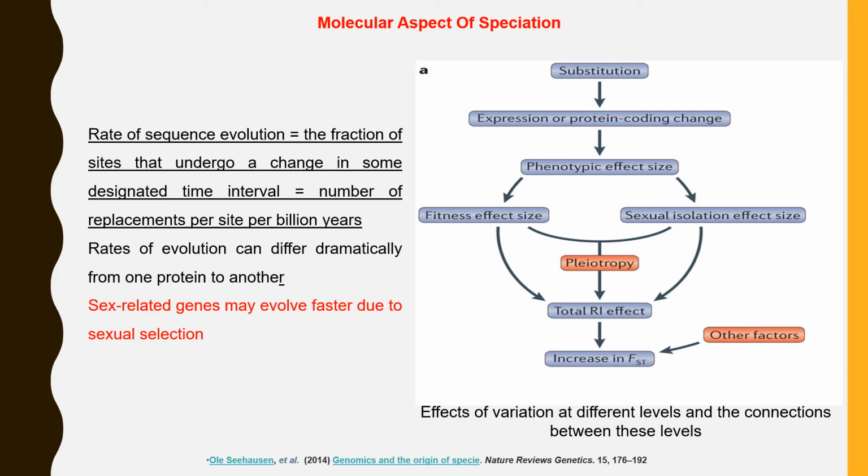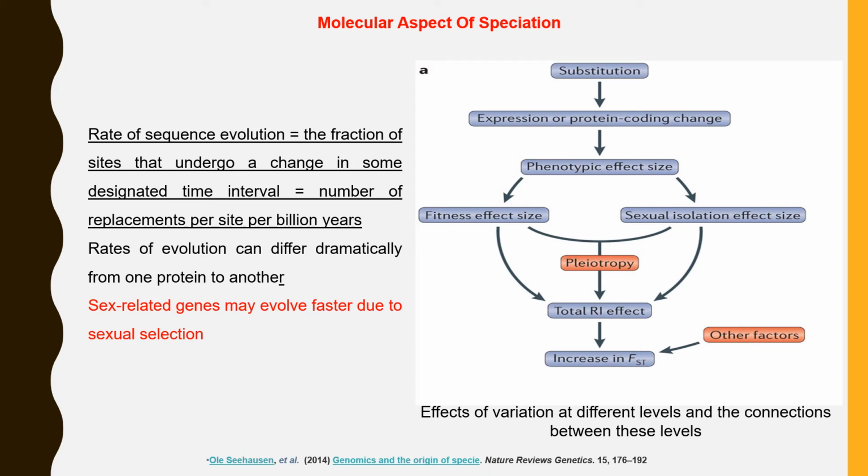The flowchart here illustrates the effect of variations at different levels and the changes they may bring. For example, a substitution can alter the protein expression, its properties and function. This may be reflected in the phenotype. The change in phenotype may affect the fitness of an organism in the environment. Remember, the accumulation of favorable genes and the fitness of the organism are based on environment and natural selection.